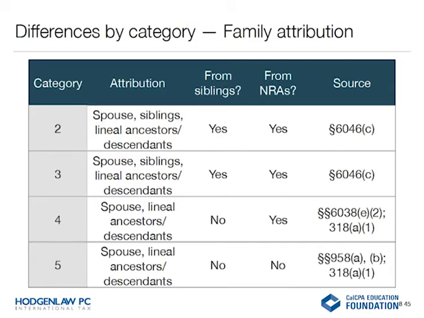So category 2, yes, there's sibling attribution, and yes, there's non-resident attribution. Category 3 is actually exactly the same in terms of how the attribution rules work for individuals: spouse, siblings, lineal ancestors and descendants, and yes, also from non-residents. Category 4, it's the same except there's no attribution from siblings. And then category 5 is just spouse and lineal ancestors and descendants, no siblings, and no attribution from non-residents.